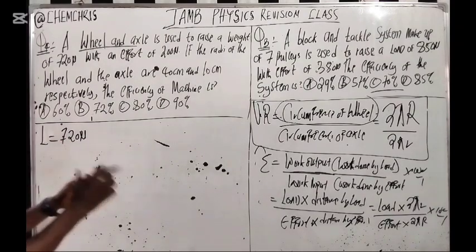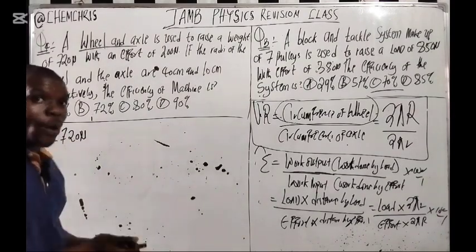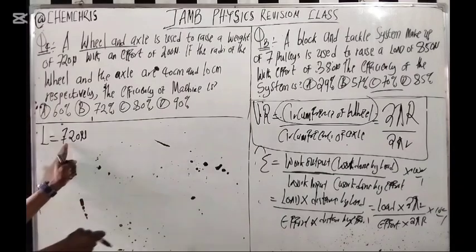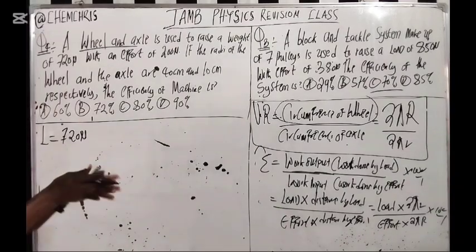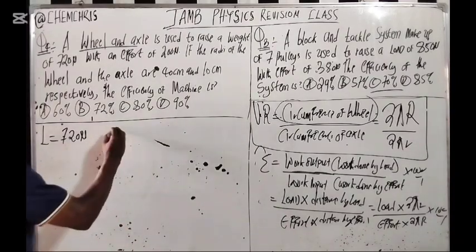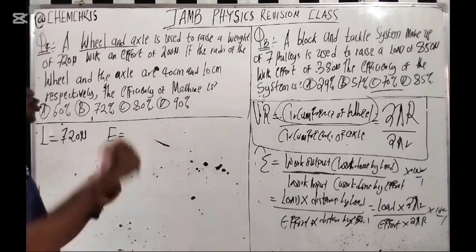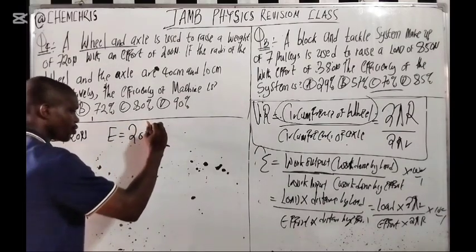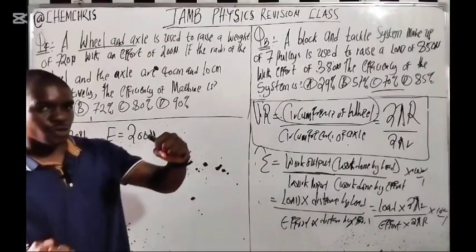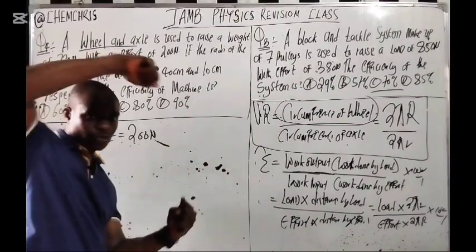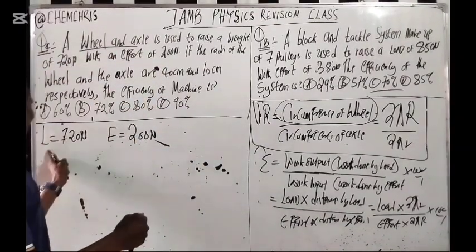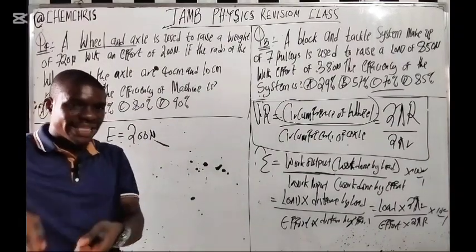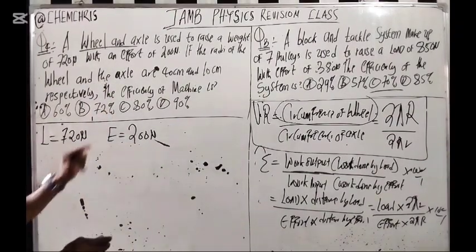720 newtons. Say a weight is used to raise a load of about 720 newtons with an effort. The effort you use to raise it is 200 newtons, right? So the effort you apply to raise the load is 200 newtons, while the load it raises is 720 newtons, right?